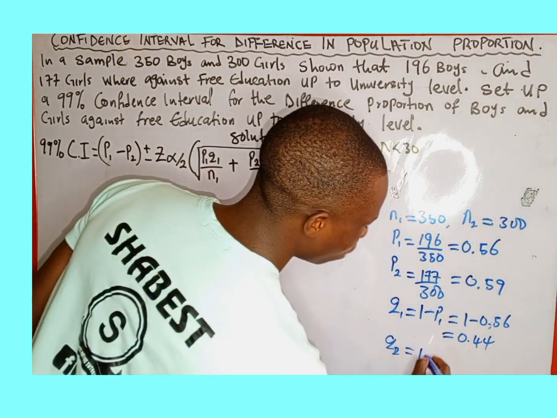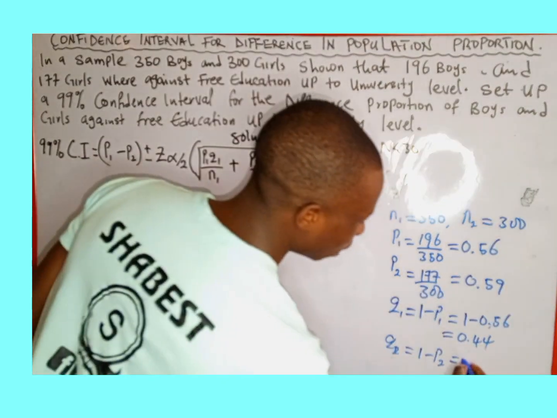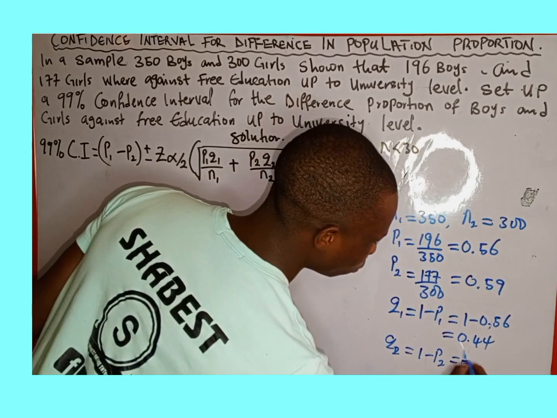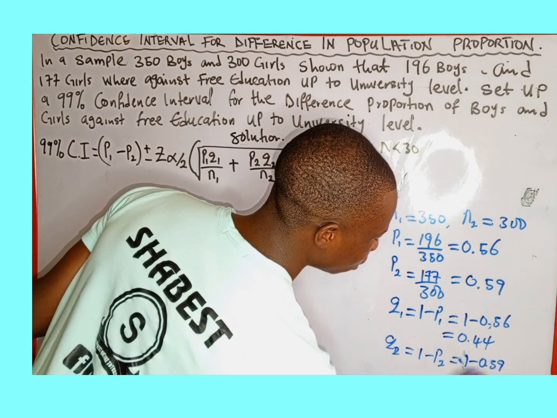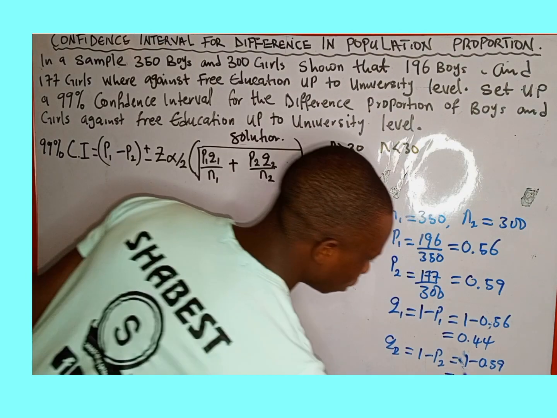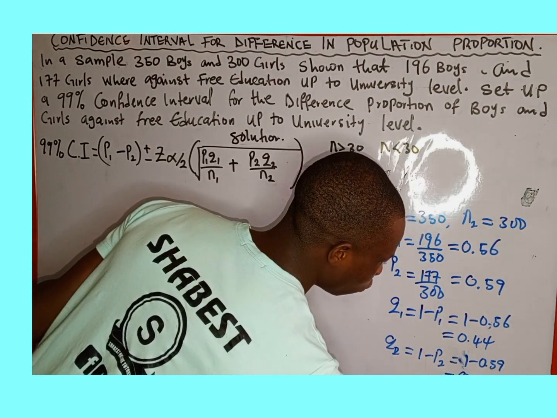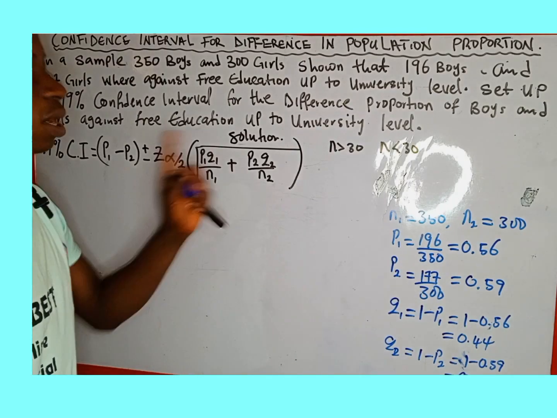It's going to be 1 minus P2, and the P2 is 0.59. We're going to have 1 minus 0.59, which is equal to 0.41. So we have gotten N1, N2, P1, P2, Q1, Q2.